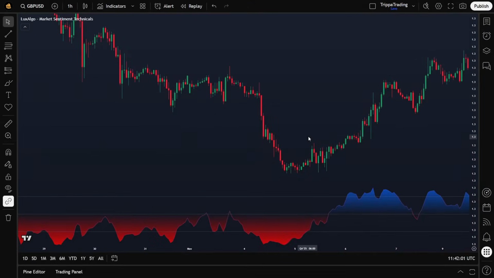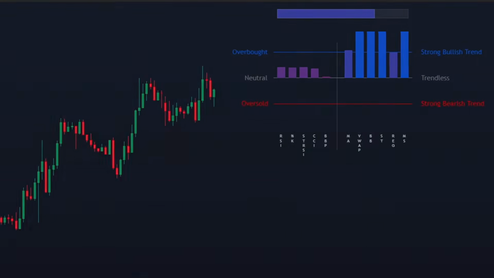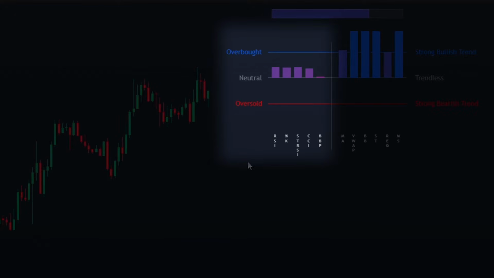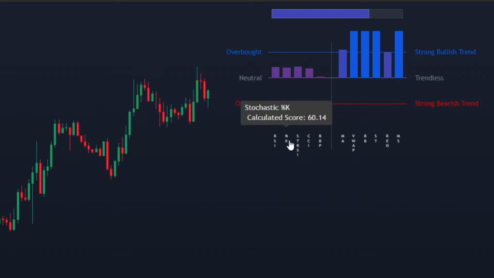Let's start from the left side of the display. This section focuses on momentum. Here, you'll see multiple well-known oscillators lined up together: RSI, stochastic, stochastic RSI, CCI, commodity channel index, and bull-bear power. Each one has a small bar that shows its current level, helping you instantly see if the market is overbought, oversold, or somewhere in between.